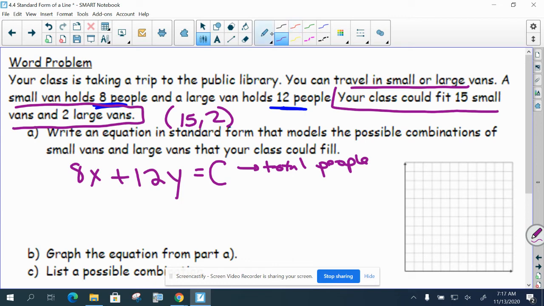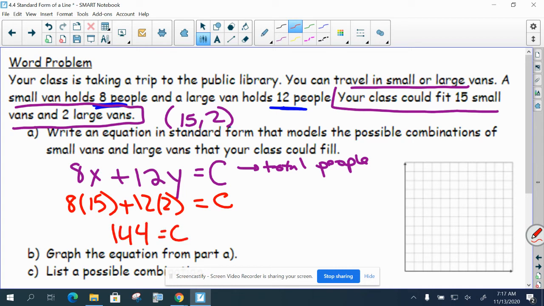So we've solved for a, we've solved for b, and now here's an example where we would have to solve for C. So we'll do 8 times 15 plus 12 times 2 equals C. And you would just kind of type this in your calculator. 8 times 15 plus 12 times 2 should give you 144. So then your final equation would be 8x plus 12y equals 144.